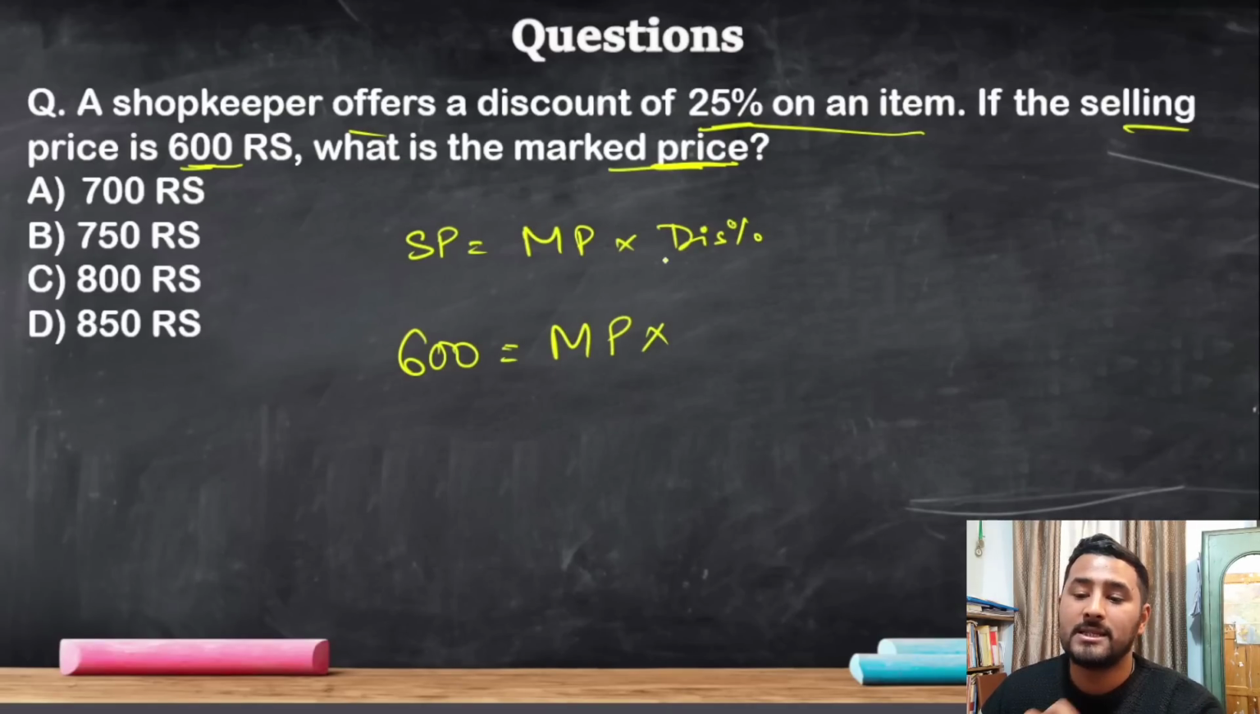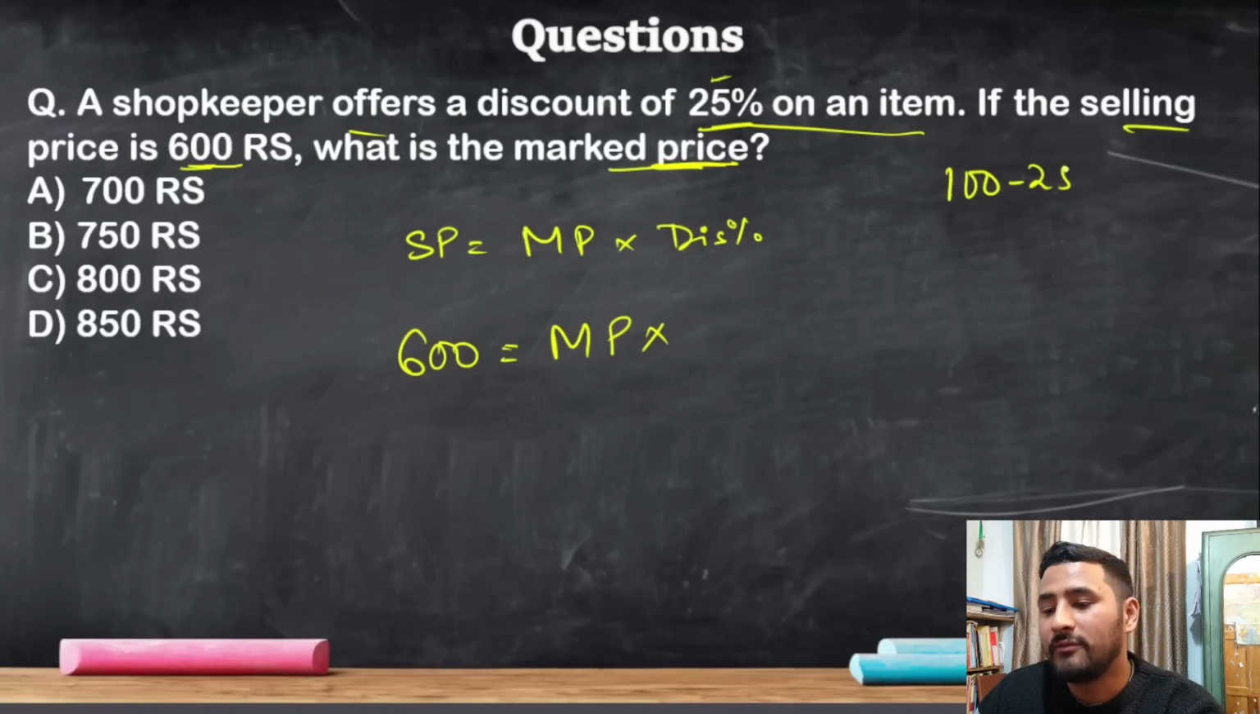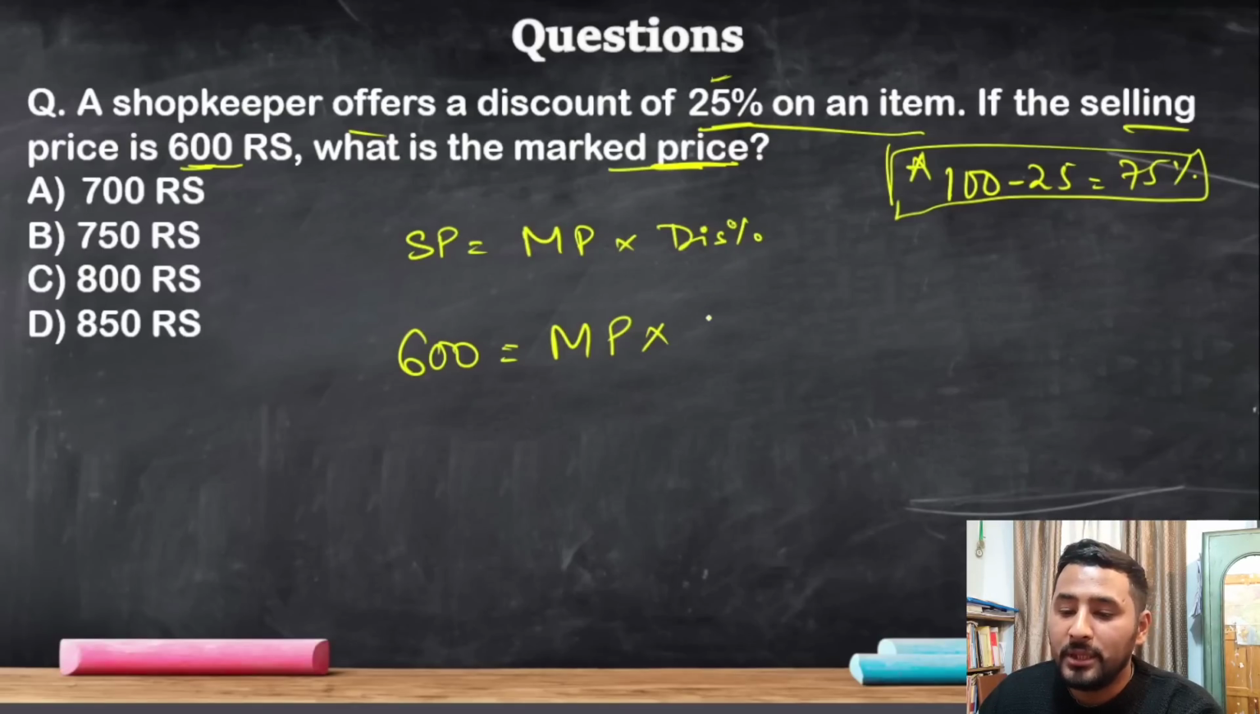Now what you will do, like I said, for profit percent you've done 125, for loss percent then 100 minus 25. For discount also it will be in the negative side. You should do 100 minus 25. This will be 75%. Discount is also in the negative side, so you should do like this. So MP into 75, since 25% is given.